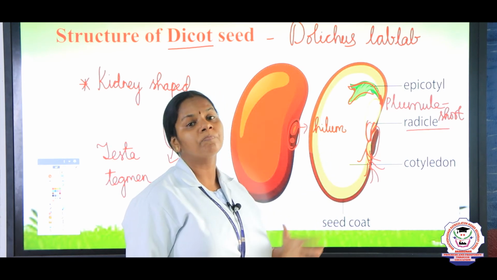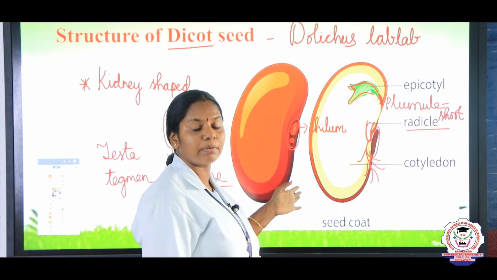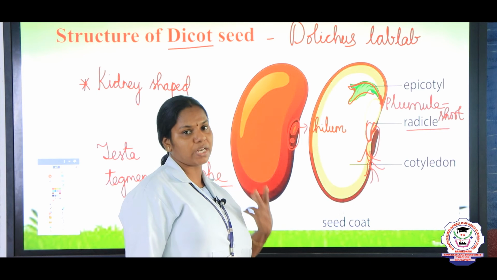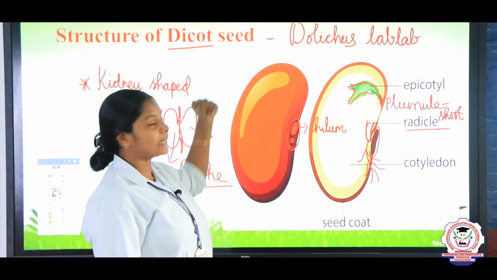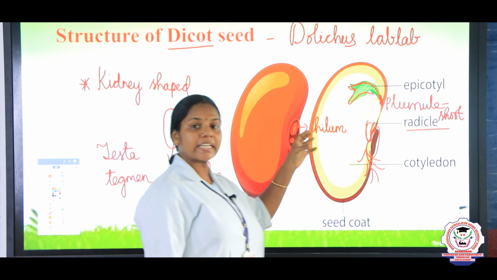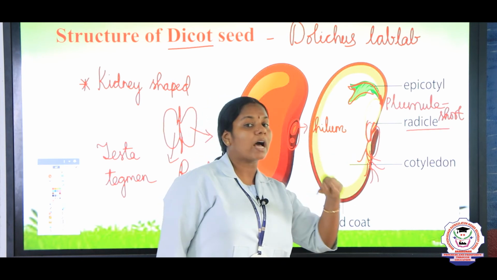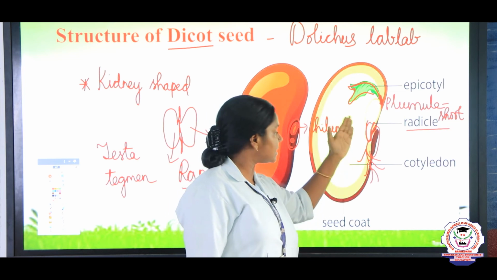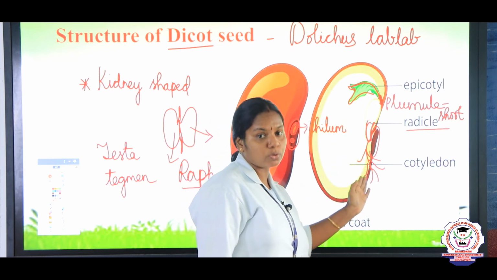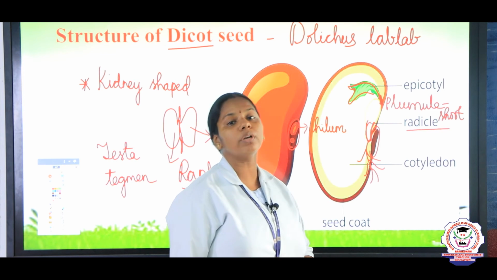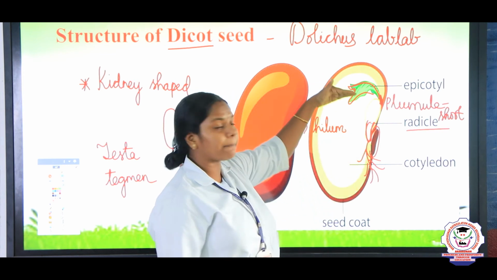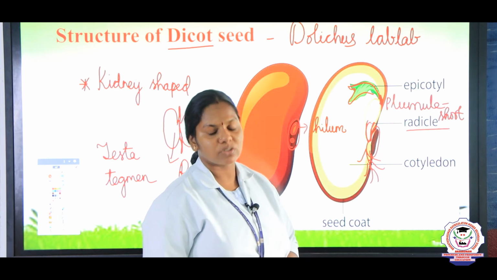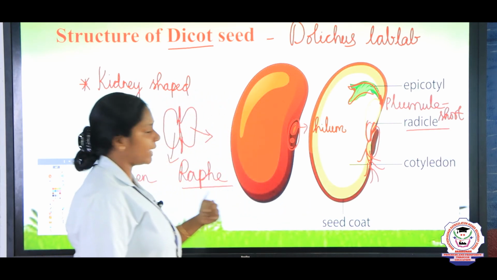Here there is no endosperm. So hence they are an example of a non-endospermous seed. And cotyledons are 2 in number, hence they are called dicot. And later on it consists of the embryonic axis. Above is the plumule from which the shoot arises, and below it is the radicle from which the root arises. The region above the cotyledon is the epicotyl and the region below the cotyledon is the hypocotyl. So this is the structure of the dicot seed.